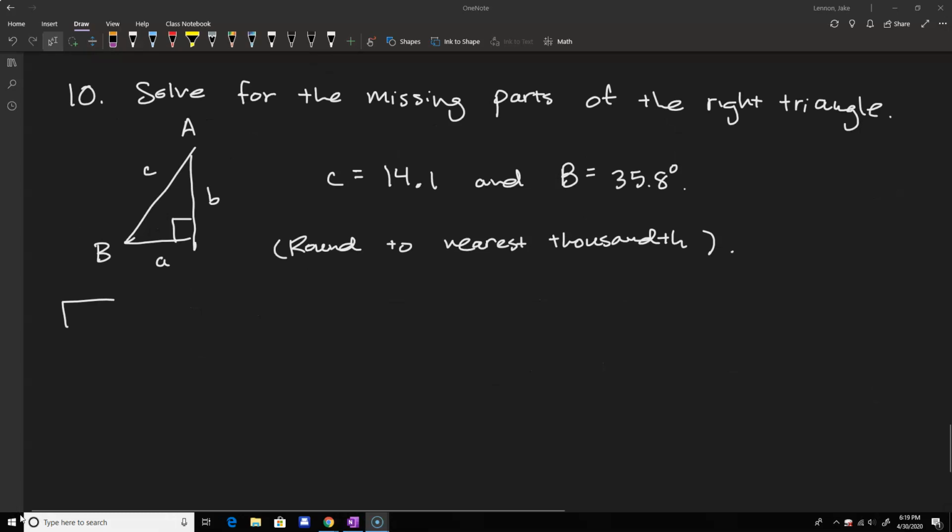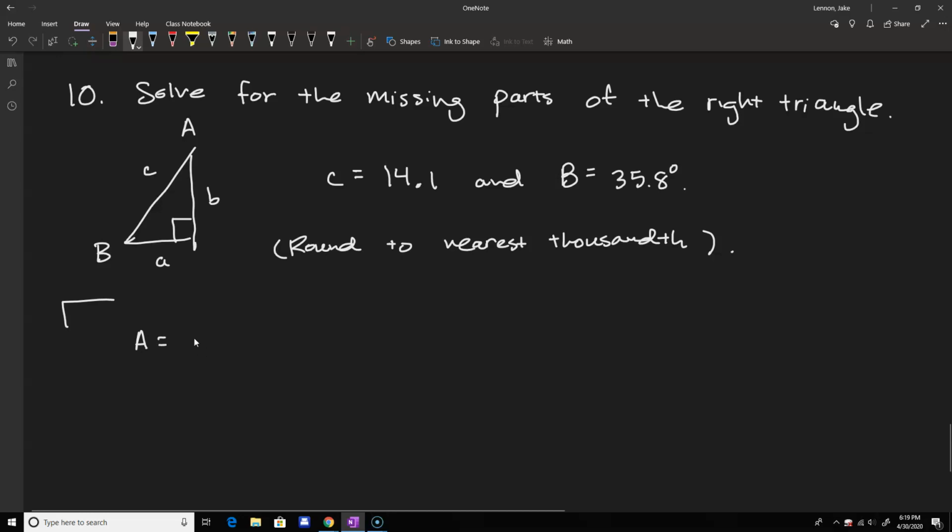So for number 10, the last one, we want to solve for the missing parts of the right triangle. So we have a right triangle. Again, the capital letters denote the angles, and the lowercase ones denote side lengths. It says to round our answer to the nearest thousandth, so that's 3 decimal places. Since the angle is in degrees, make sure your calculator is in degree mode, and then you are all set to go. The first thing to figure out is that A and B, since it's a right triangle, have to add up to 90 degrees.